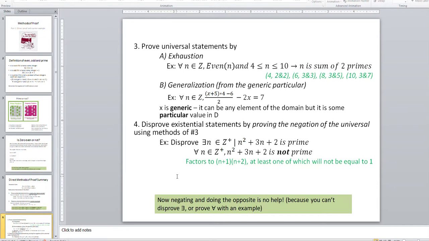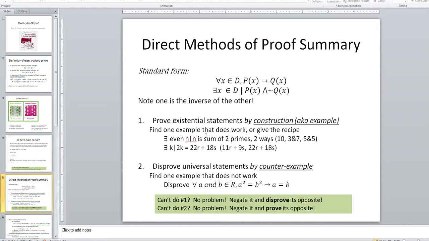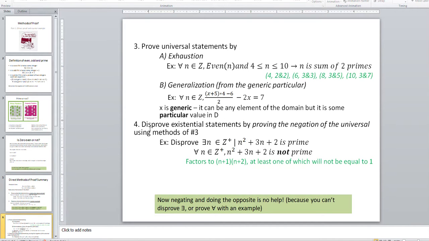And then this last one, 4, is basically not any different than 3. What we're going to do to disprove an existential, remember up here we said we can prove an existential just by finding one example. But to disprove an existential, that's not so easy. In fact, what we have to do is prove the opposite. So to disprove this, first I invert it. So this is, there exists an n, which is an element of the positive integers, such that n squared plus 3n plus 2 is prime. The opposite of this would be for all n in the set of positive integers, n squared plus 3n plus 2 is not prime.